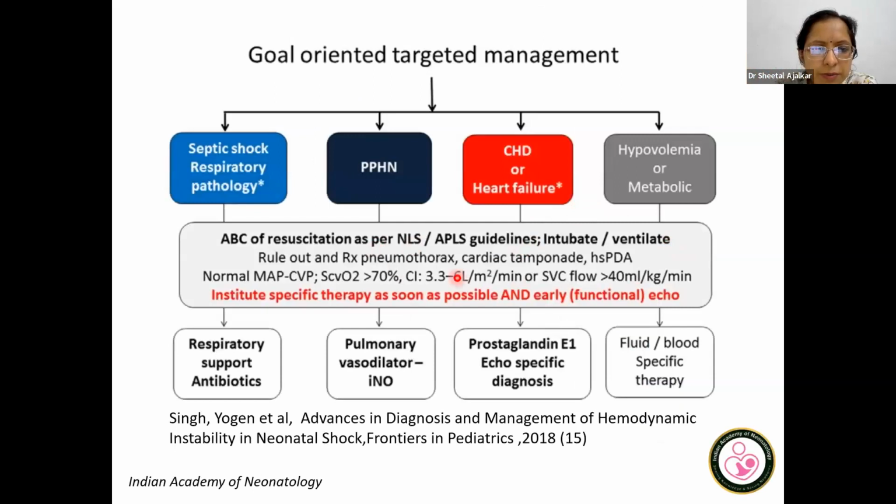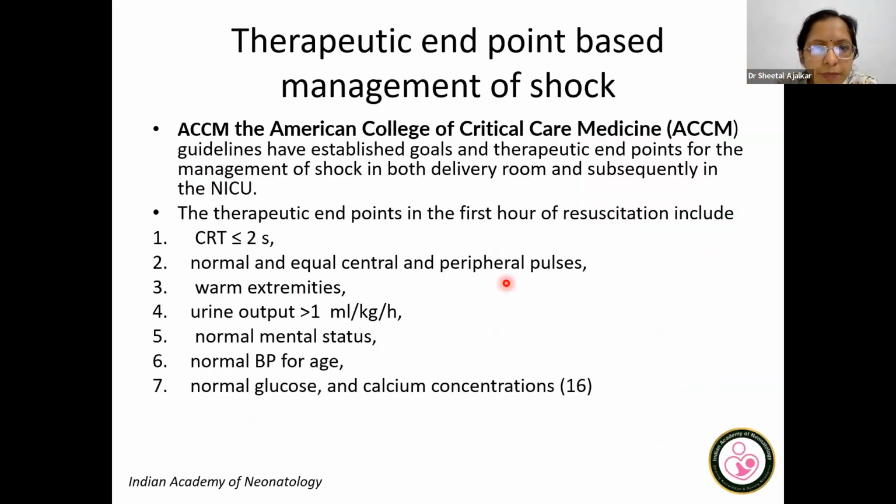So the American College of Critical Care Medicine has given therapeutic endpoint based management for shock in the delivery room and in the NICU. Like in adults, therapeutic endpoint based aims are given, and as per that the baby is managed. The therapeutic endpoints given are, at the end of the first hour of resuscitation: CRT less than 2 seconds, normal and equal central and peripheral pulses, warm extremities, good urine output, normal mental status, normal BP for age, and normal glucose and calcium concentrations.